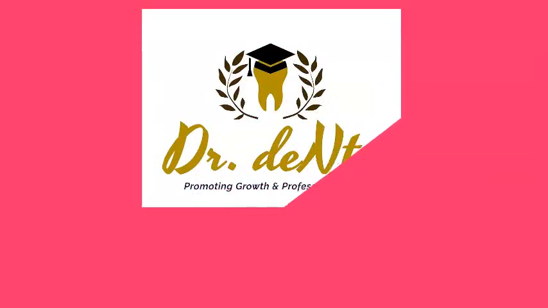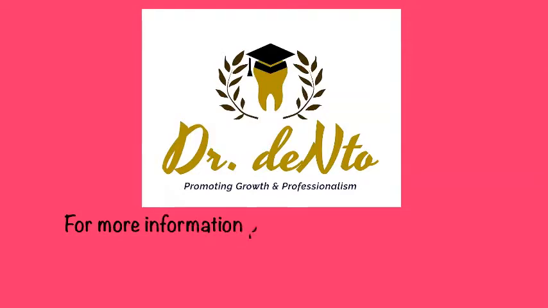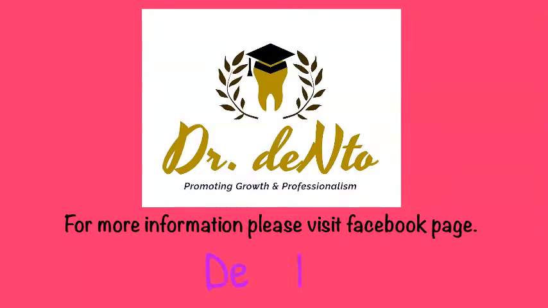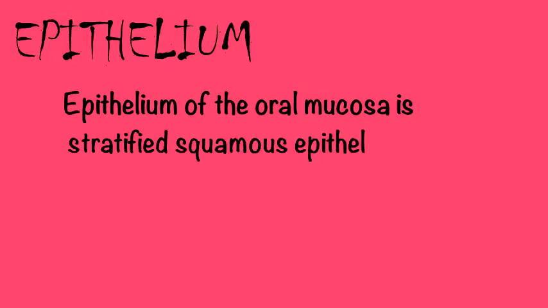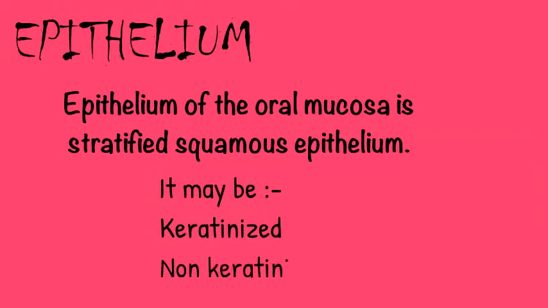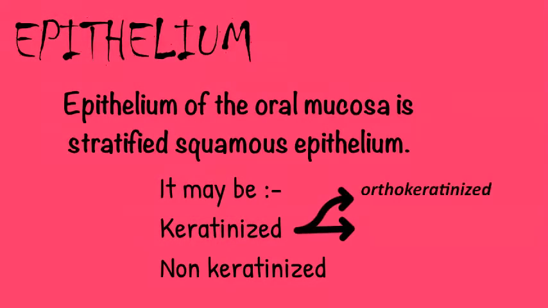Hi guys. Next topic is the most important topic: epithelium. We already discussed two topics: lamina propria and submucosa. The epithelium of the oral cavity is derived from embryonic ectoderm and is of the stratified squamous type. It may be keratinized or non-keratinized.